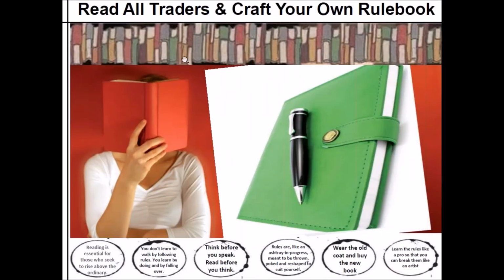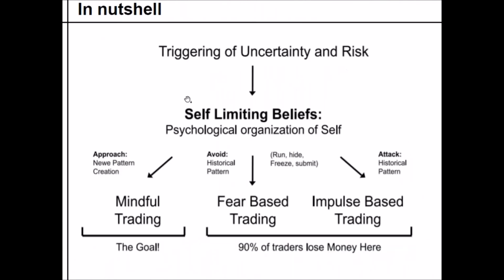Read all the traders, craft your own rule book. That's what we say. In a nutshell: triggering of uncertainty and risk, self-limiting beliefs, psychology, organization of self. Mindful trading, fear-based trading, and impulse-based trading. 90% of traders lose money in fear-based trading and impulse-based trading. The goal is mindful trading.